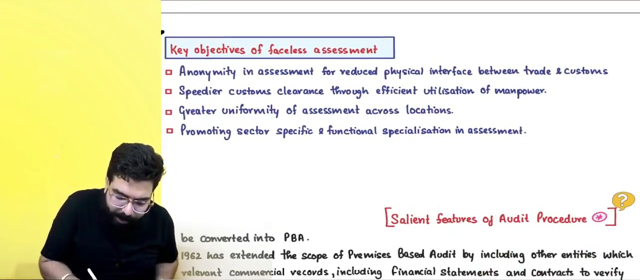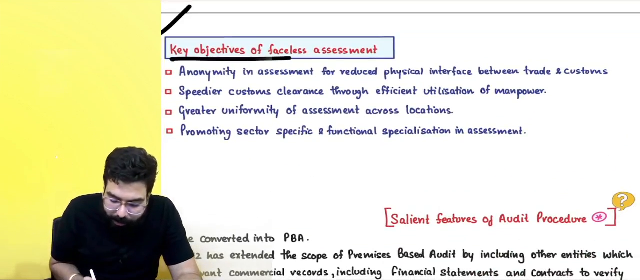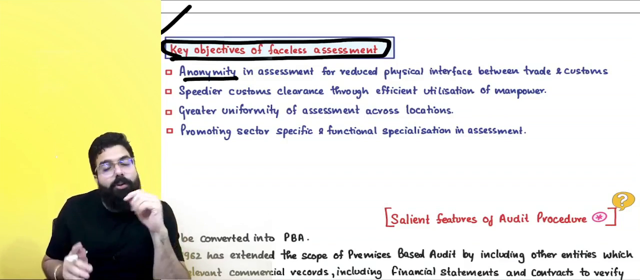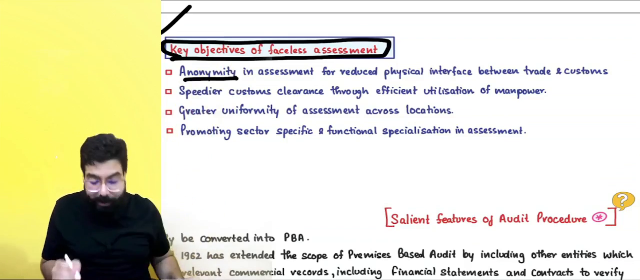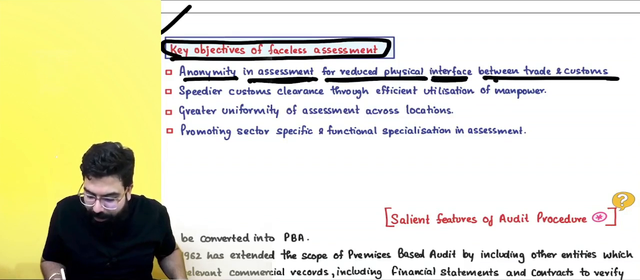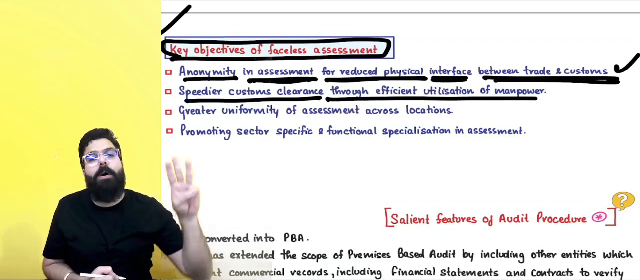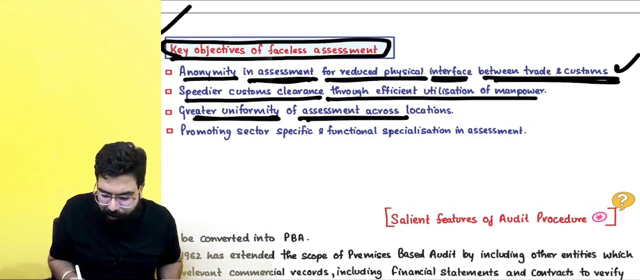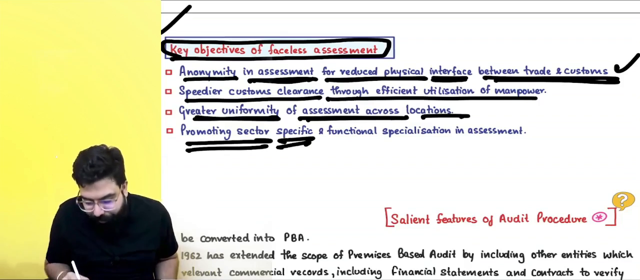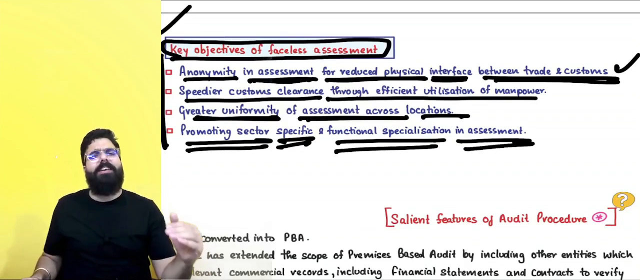Now, what are the important points? They can go ahead and ask you a short note on faceless assessment. Be very careful. Now, what are the key objectives of faceless assessment? Anonymity means you and the person doing the assessment don't know each other. Number one, anonymity in assessment for reduced physical interface between trade and commerce. Number two, speedy custom clearance through efficient utilization of manpower. Number three, greater uniformity of assessment across location. And number four over here is promoting sector specific functional specialization in assessment. These are some of the key objectives of faceless assessment.